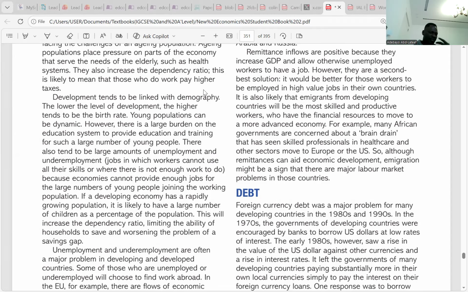Now, for economies that have a large proportion of their population as younger people, like Nigeria, the problem about it is that education is expensive, and that's why education is expensive in Nigeria. The population is young, yes.